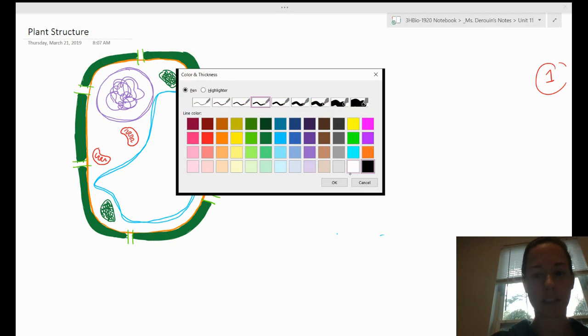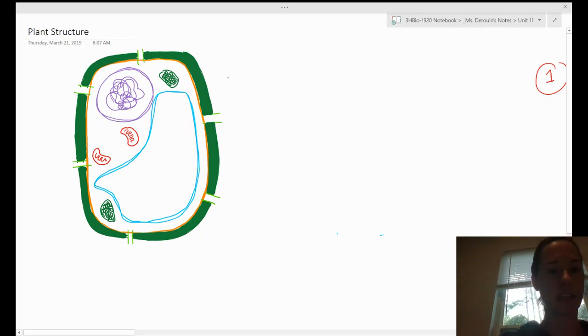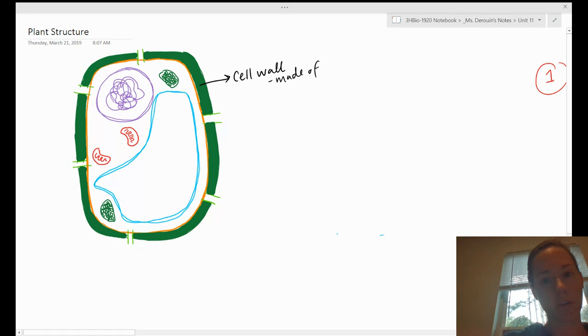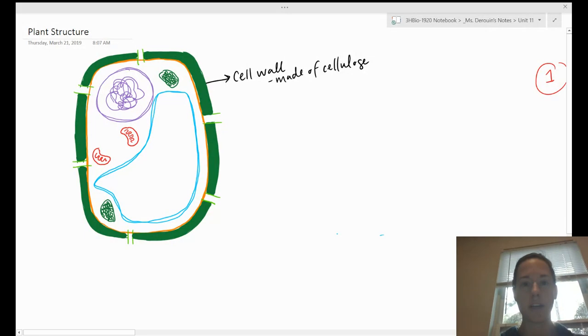First of all, plants have a cell wall, and that's the thick green structure going around the outside. In plants, the cell wall is made of cellulose, which is what we also call plant fiber. Cellulose is a carbohydrate that your body is not able to digest because of the way the glucose molecules are arranged with one another, which is just kind of an interesting fact. It's also made of glucose, just like starch is made of glucose, but you can digest starch and not cellulose, just because of the chemistry of how they're bonded together.